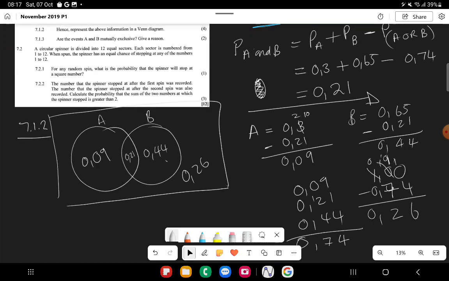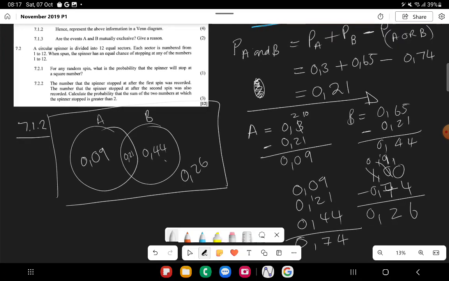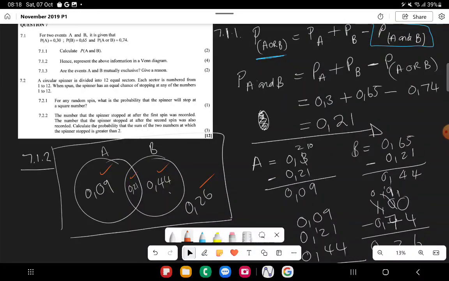That, ladies and gentlemen, is your Venn diagram. Your mark allocation will be 4 marks. That is question 7.1. Now let's look at 7.2.